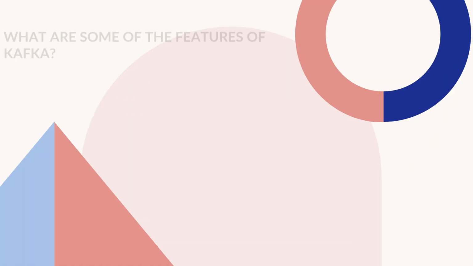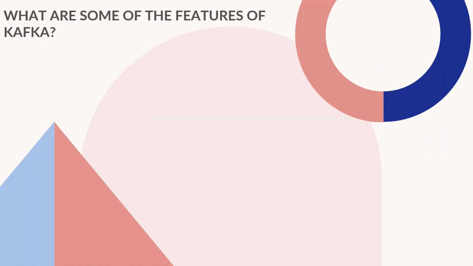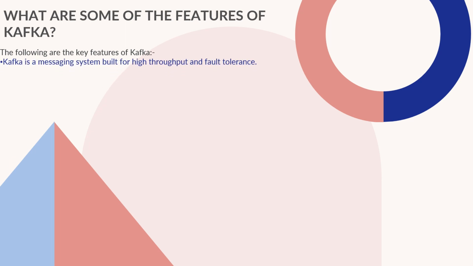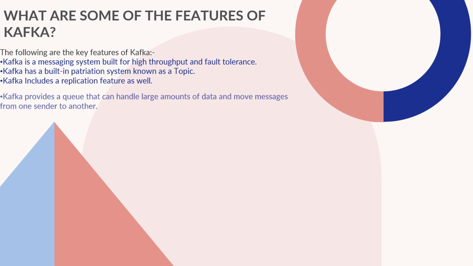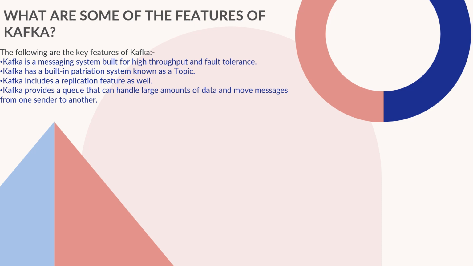So basically that's Kafka, and there are some features in Kafka. So there are the following features. Kafka is a messaging system built for high throughput and fault tolerance. Kafka has a built-in partition system known as a topic. Kafka includes a replication feature as well. And Kafka provides a queue that can handle large amounts of data and move messages from one sender to another.